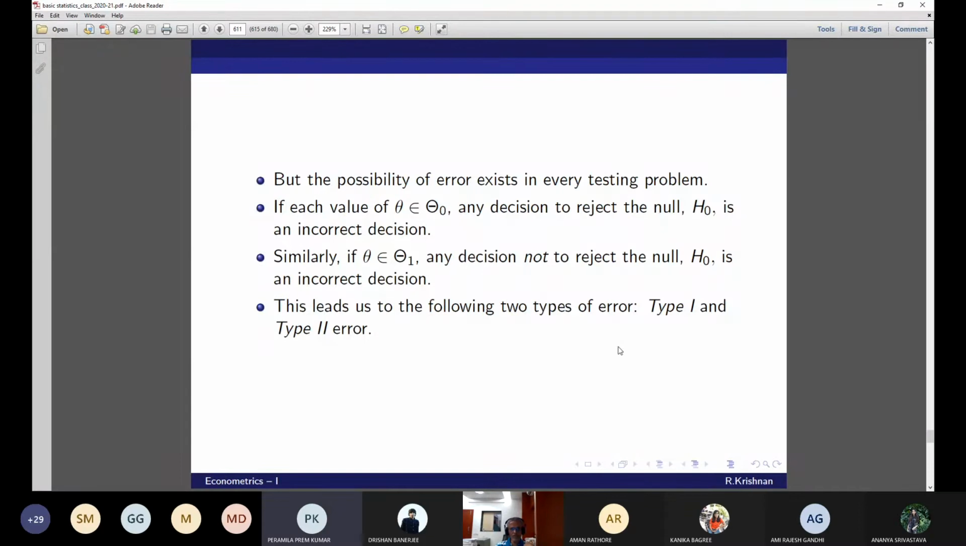Still, the possibility of error exists in every testing problem. If each value of theta belonging to theta naught, any decision to reject the null is an incorrect decision. Read this carefully. If theta is in theta 1, any decision not to reject the null is an incorrect decision. This leads us to the following two types of error, type 1 and type 2 error.